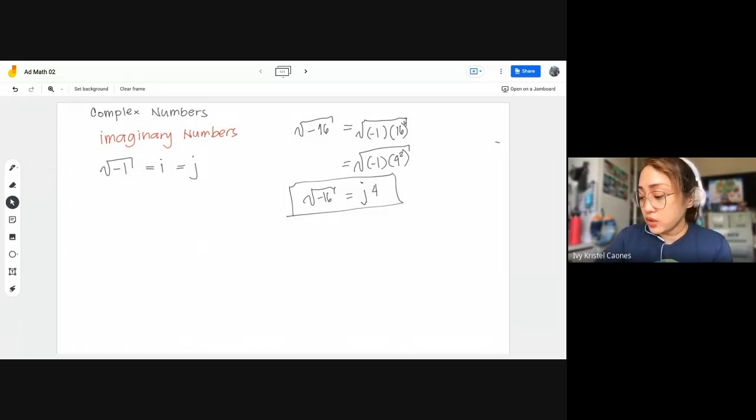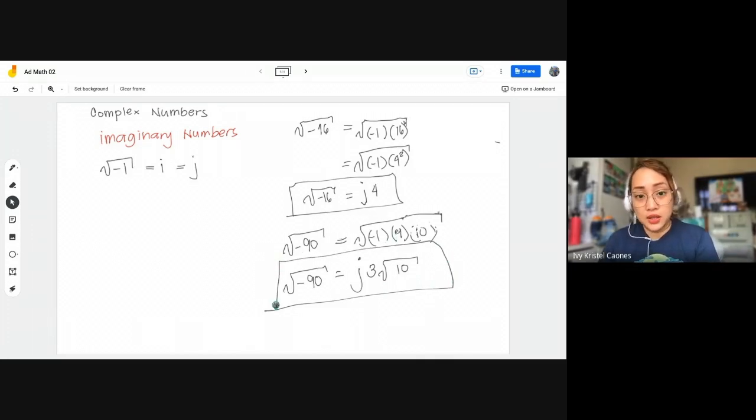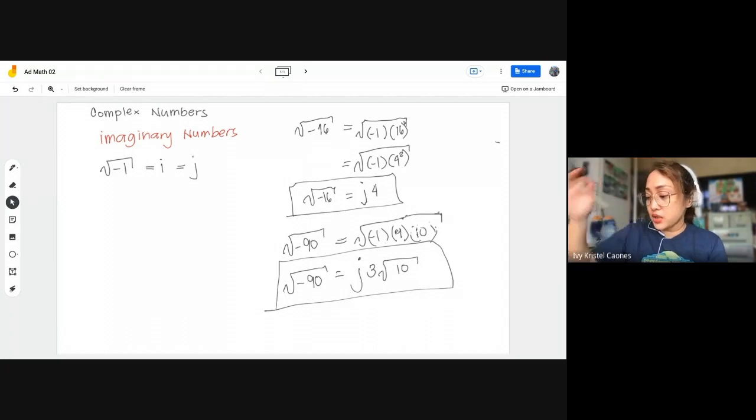They are the same. Another example is the square root of negative 90. That is the square root of negative 1 times 9 times 10. So that is J. We know that 9 is 3 squared, so you take out the 9 as 3, then the square root of 10. So the simplified value of the square root of negative 90 is J 3 square root of 10. In terms of I, when you use I, it is 3 square root of 10 I.